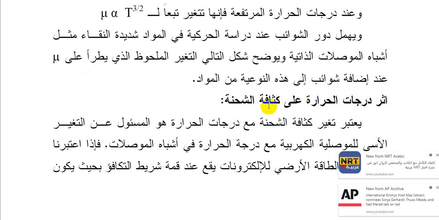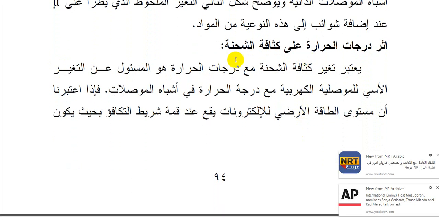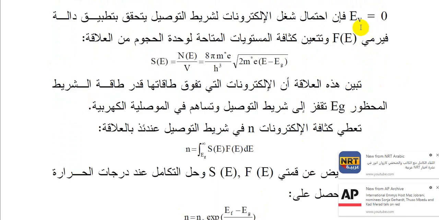The effect of temperature on the charge. At E_V equals 0, the probability of the electron occupying the conduction band is satisfied by the application of the Fermi-Dirac distribution function, and assigning the density of available levels per unit volume from the relationships.